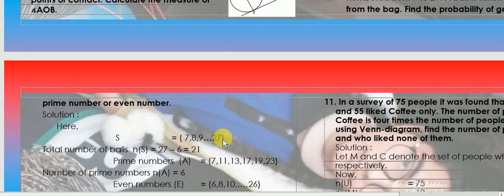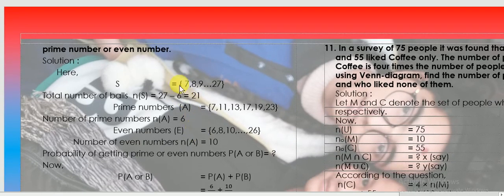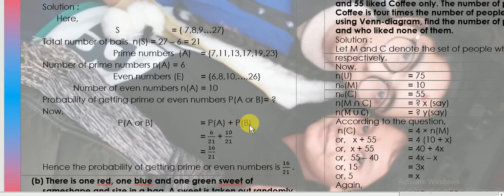Starting from 7 up to 27 there are 21 numbers, because always we begin from 1 while counting. If we count from 1 then it's 27, and 6 of the numbers are missing, so minus 6, that's 21. There are 6 prime numbers here, and there are 10 even numbers between these numbers. So P(A or B) is equal to P(A) plus P(B), that gives 16 by 21.